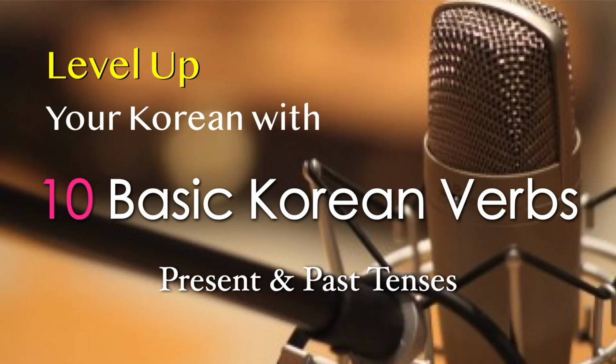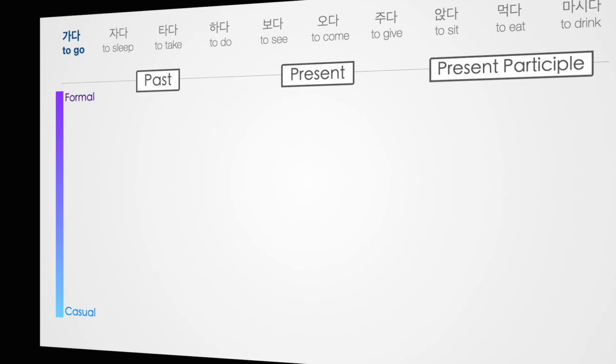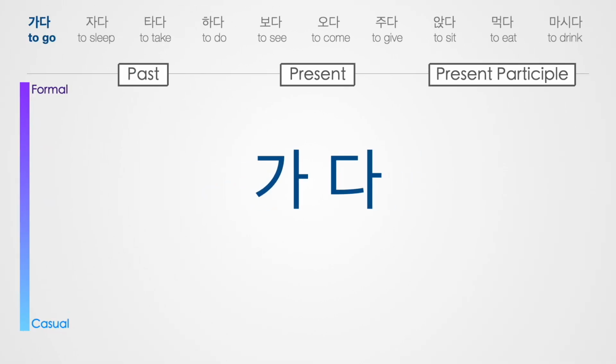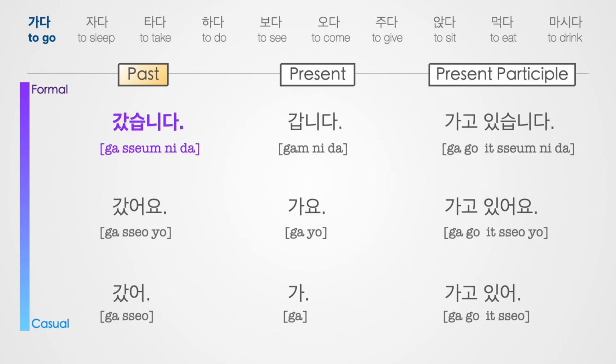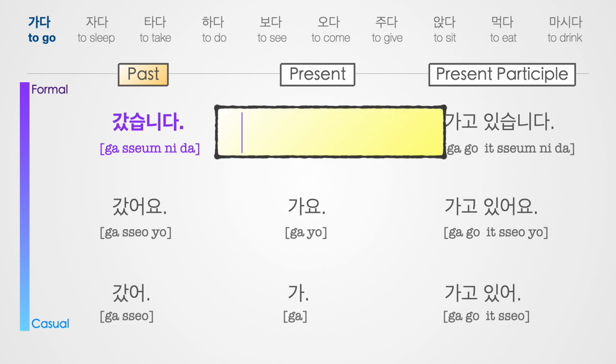In this video, you'll be introduced to 10 basic Korean verbs that will level up your Korean. The plain form of the verb to go, 가다, is comprised of two elements, the verb stem 가 and the verb ending 다. To conjugate the verb, you drop the verb ending 다 and add appropriate verb endings for your need. Let's start with formal expression in the past tense.